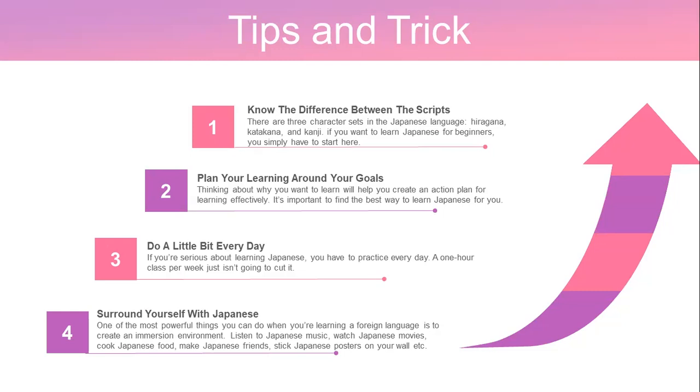And the last is surround yourself with Japanese. One of the most powerful things you can do when you are learning a foreign language, not only Japanese, is to create an immersion environment. Listen to Japanese music, watch Japanese movies, cook Japanese food, make Japanese friends, and stick Japanese posters on your wall, and so on. If you surround yourself with Japanese, it could automatically improve your Japanese skills.